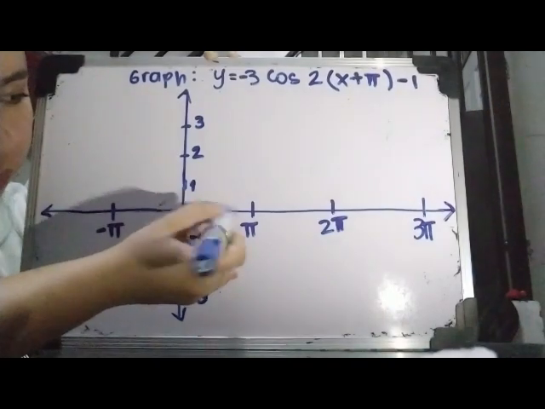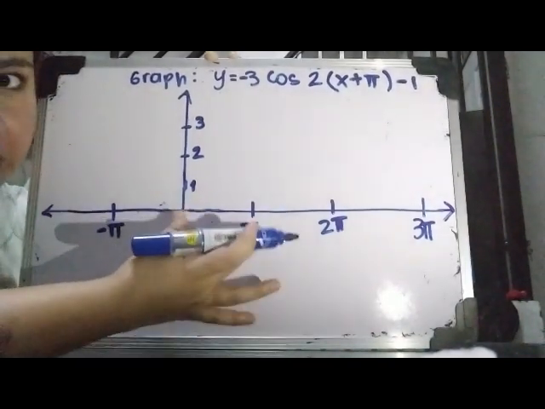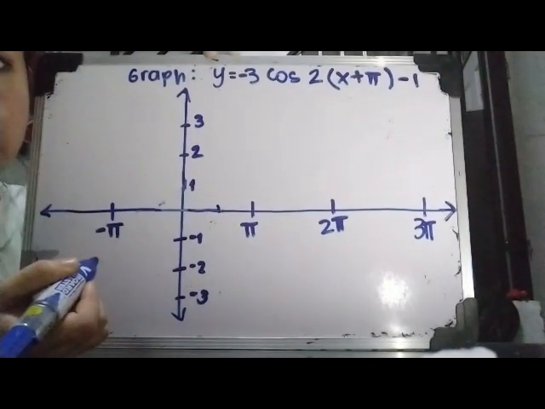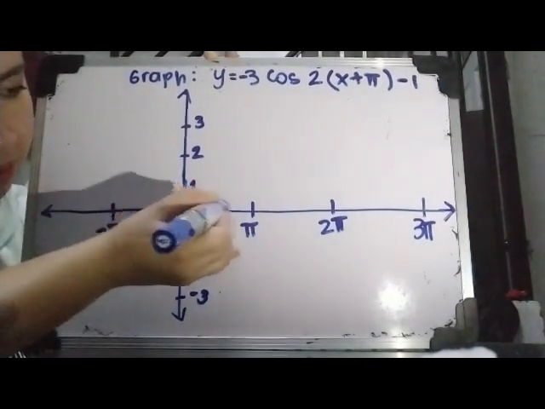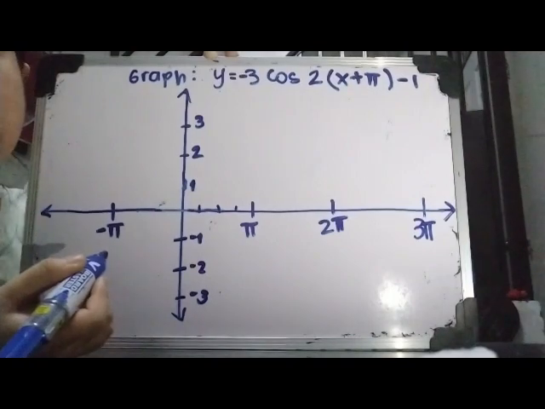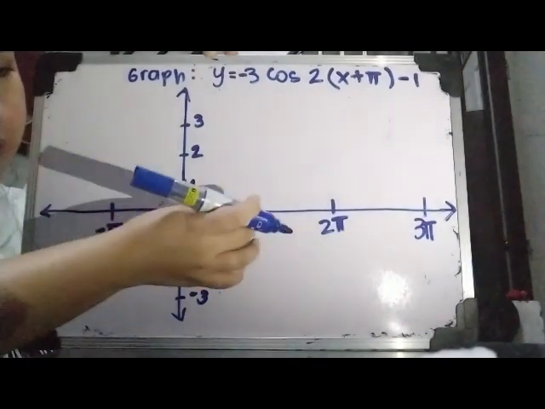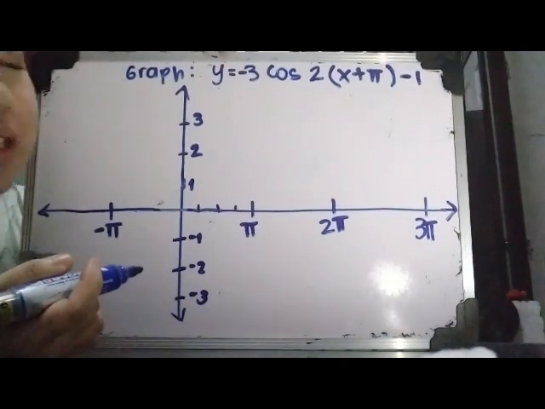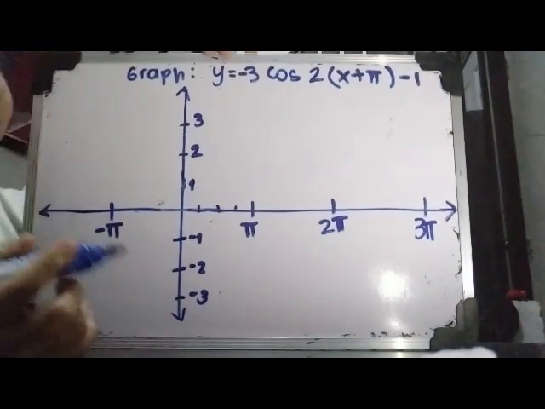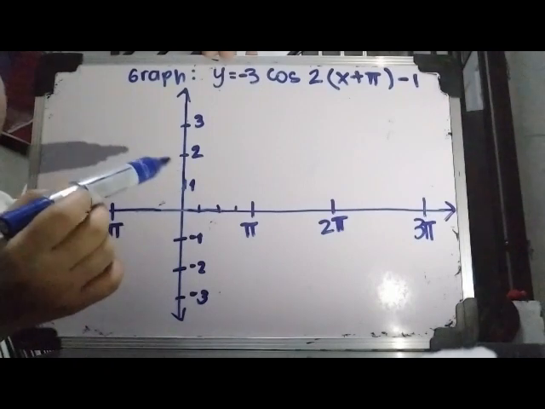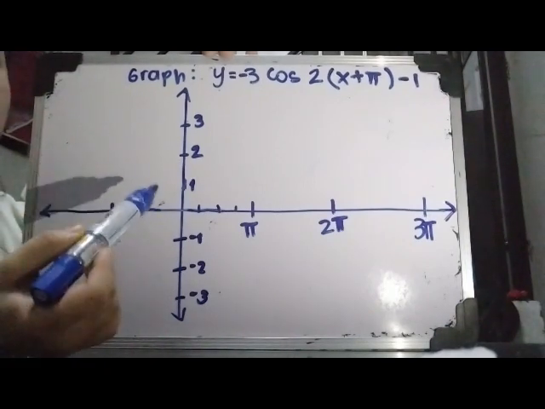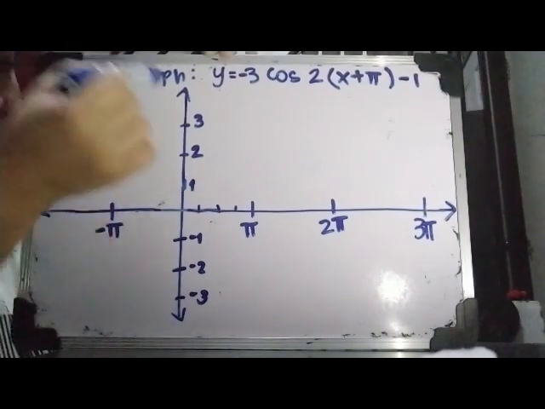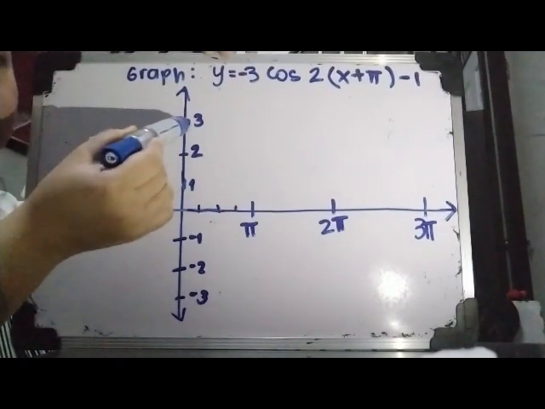First, we need to divide the segment into 4 parts. So that's 2 parts, and then divide the 2 parts into 2 again. So we have now 4 partitions of that segment. Then we know that the amplitude is 3, and we're going to start plotting the point on the y-axis. So we are expecting it to be here.